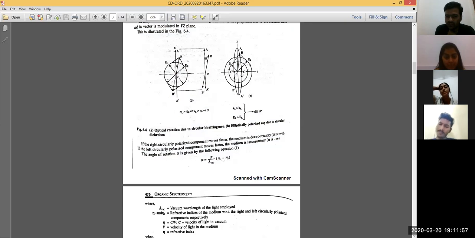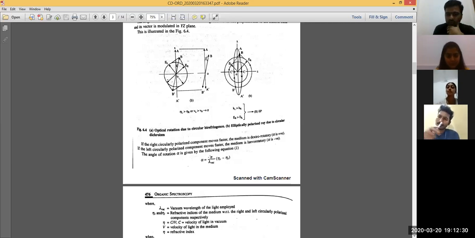Alpha depends on 1 over lambda, which is very, very important. Lambda is in the denominator. That means it's inversely related to the wavelength of light that is being incident on the molecule. Bear that in mind because our optical rotatory dispersion is just a plot of alpha versus lambda. Eventually, when we talk about ORD, we'll be talking about curves where alpha is plotted against lambda. Lambda is on the x-axis and alpha is on the y-axis.